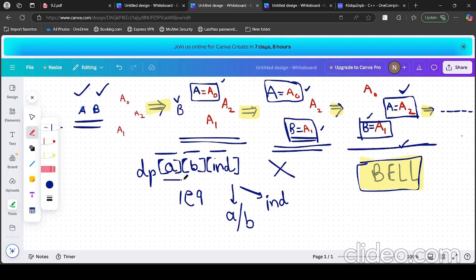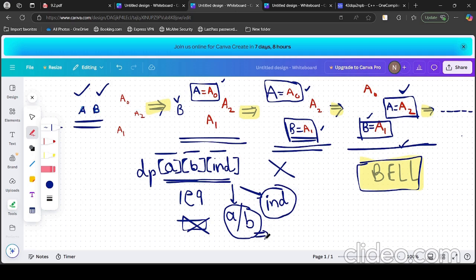But the values of A, B, and index are all limited to 10^3, and the total space complexity will be 10^9, which is not possible to store. So let's try to optimize this as well. A and B are similar because both are indices of apples where Alice or Bob are present now, and the index is the apple we are going to collect now. Let's try to remove Alice or Bob and find whether it is possible to find the answer or not.